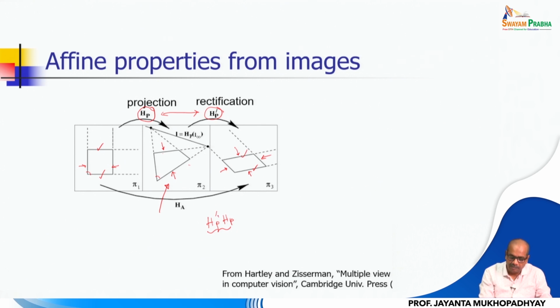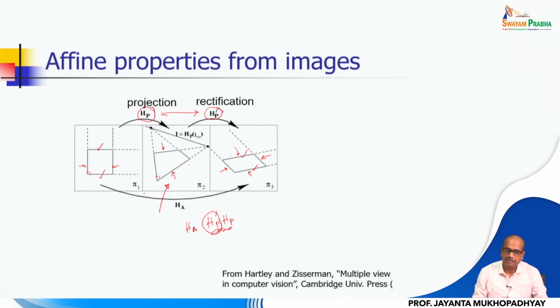So, how do we compute this transformation? Now, HP prime itself is not an affine transformation, it is some sort of projective transformation, but the multiplication of these two can make it an affine transformation. And once it is an affine transformation, if I multiply it with any other affine transformation, it still remains an affine transformation itself. So, let us see how we can do this.